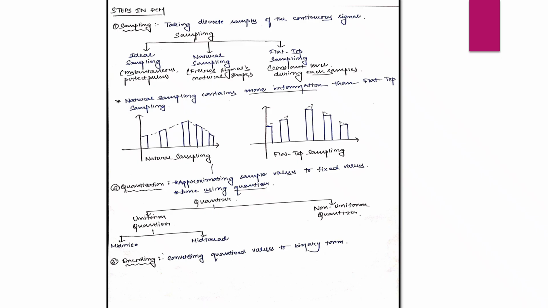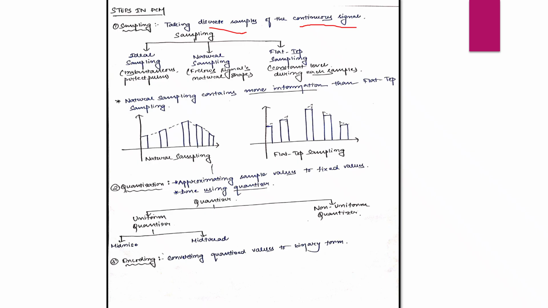Then we will discuss the steps in PCM. There are three main primary steps in PCM. The first is sampling, that is, taking the discrete samples of the continuous time signal. First we have to know the types of sampling. Sampling can actually be of three types.